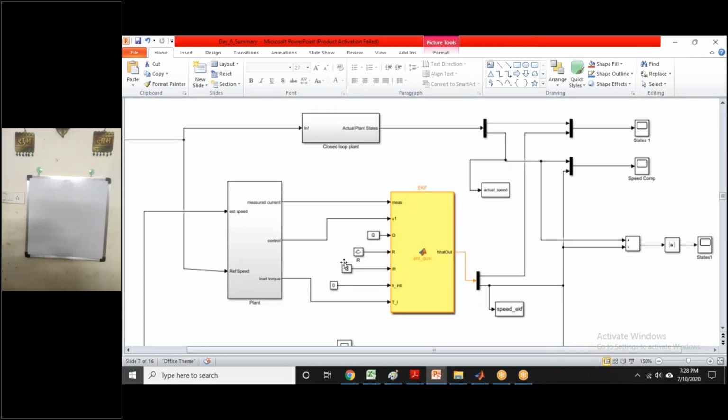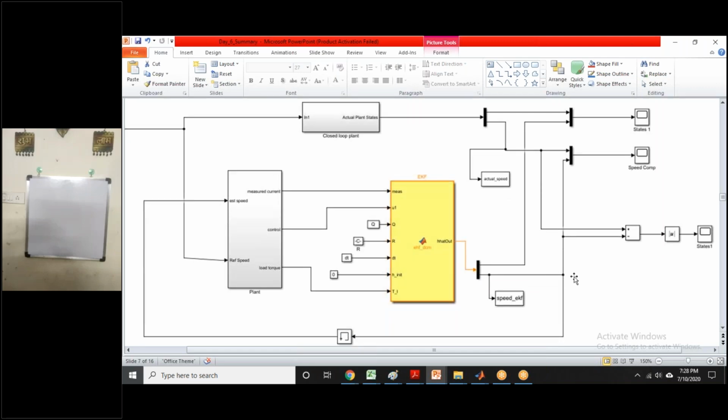If you see this one, the current is the measurement which is going from the plant by using some current sensor. And the control input is separate. I assume that this is the PID controller. And this Q matrix is going here, the R matrix is going there, DT, and some initial conditions I have given as 0, and the load torque is also going. And then I am estimating both the states based upon only this measurement.